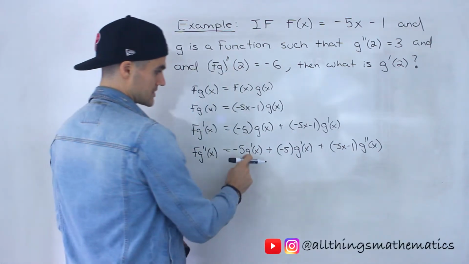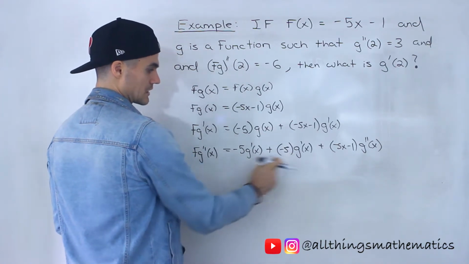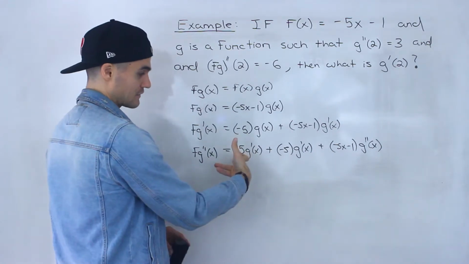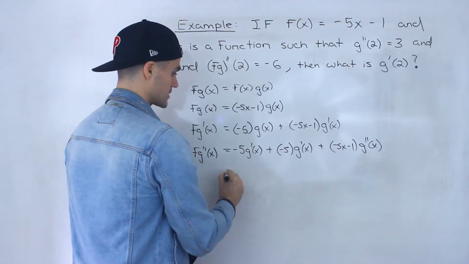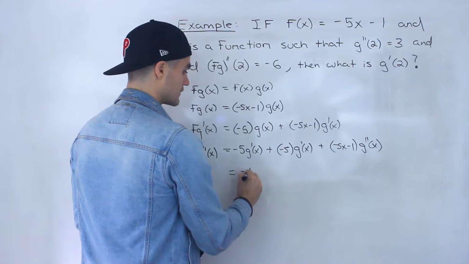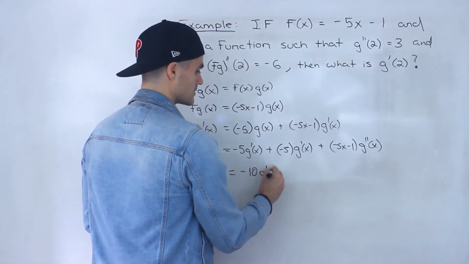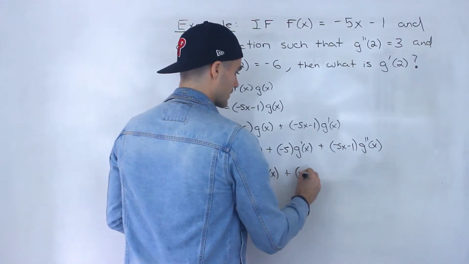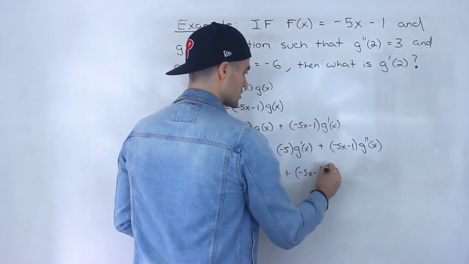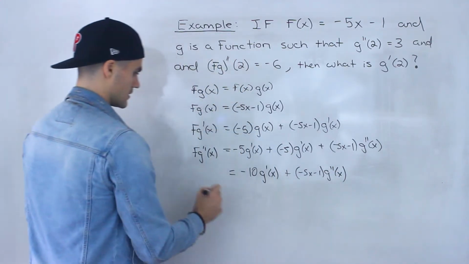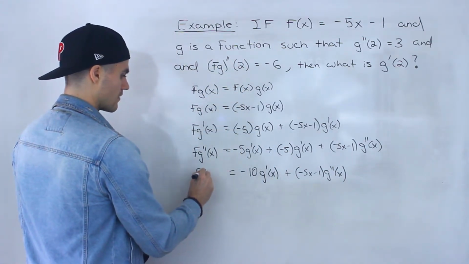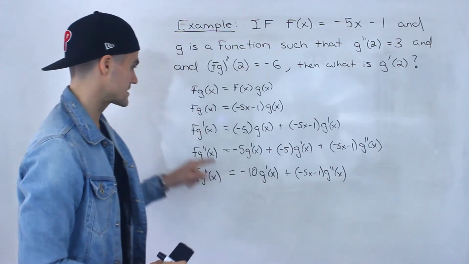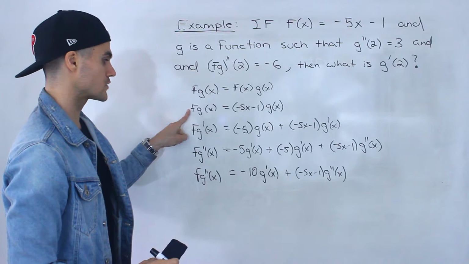Okay, and then from here, notice that these two are like terms. So we got negative 5g prime x plus negative 5g prime x, which is like negative 5g prime x minus 5g prime x. So this could be negative 10g prime x. And then these here, I'm just going to keep separate. So we'll have negative 5x minus 1 times g prime prime x. So that there is the expression for the second derivative of this function here.